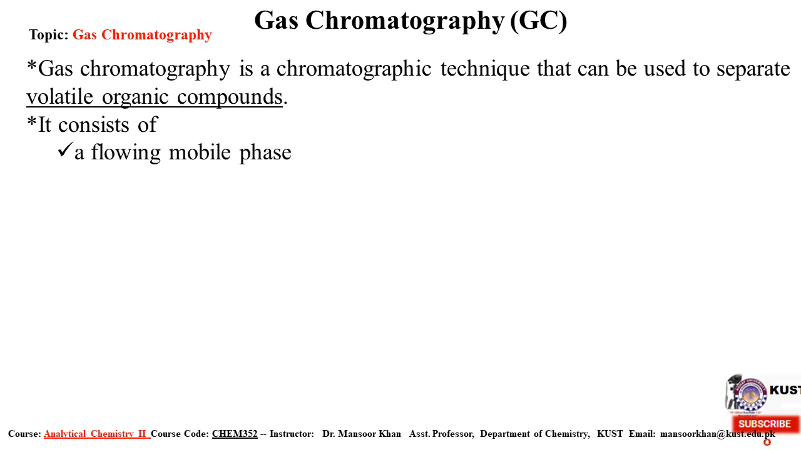The components of a gas chromatography technique consist of a flowing mobile phase. In this case, the mobile phase is a gas. Gas chromatography can also be defined as a chromatographic technique in which the mobile phase is a gas. So, a flowing mobile phase, which is a gas.